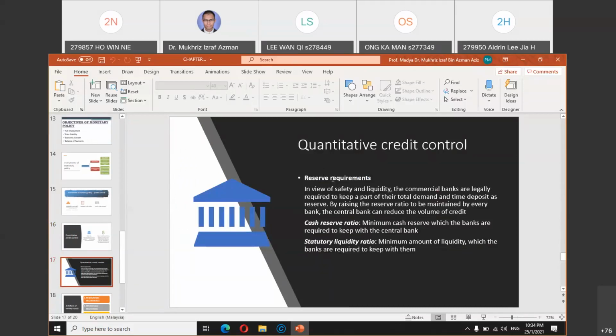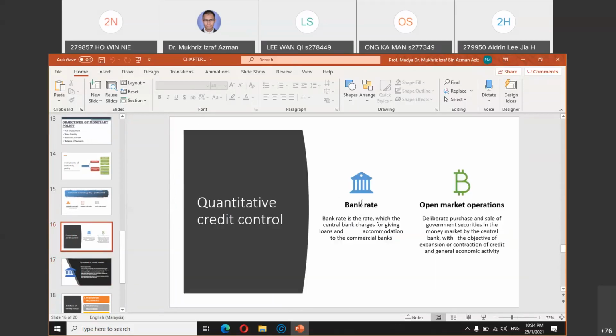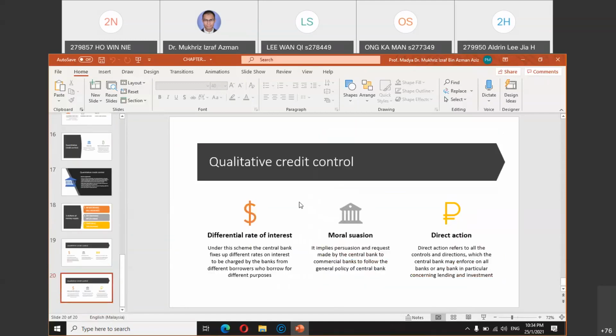Quantitative policy: what is the difference between bank rate, or discount rate. Some notes call it the discount rate, some call it bank rate. So what is the definition or meaning of this? You can Google on the internet to find out more about discount rate or bank rate, and what open market operations are. Those are the things you need to pay more attention to. That will be under chapter number 12.